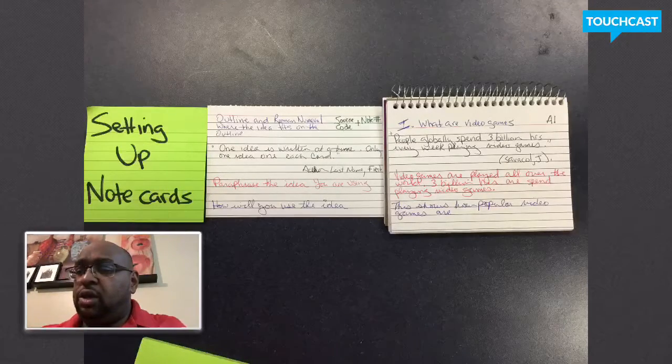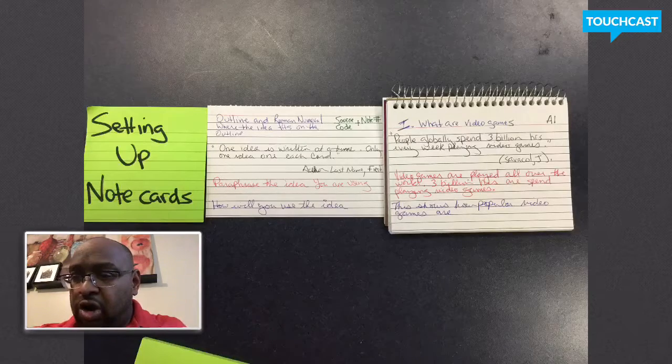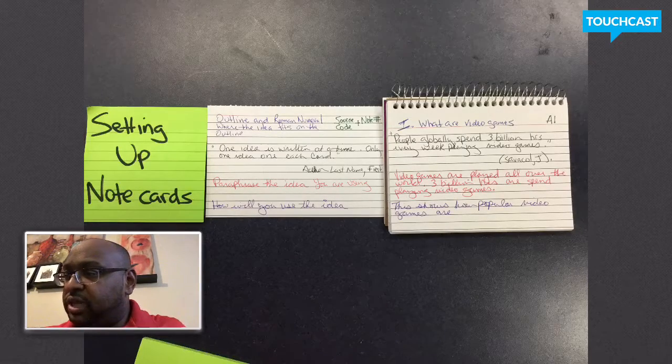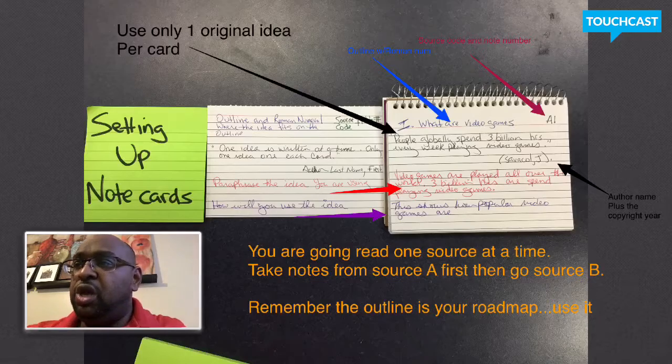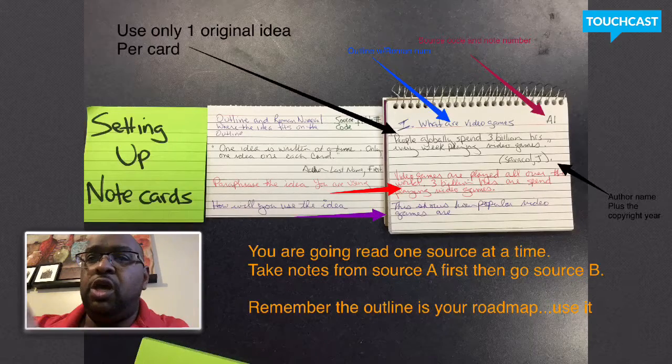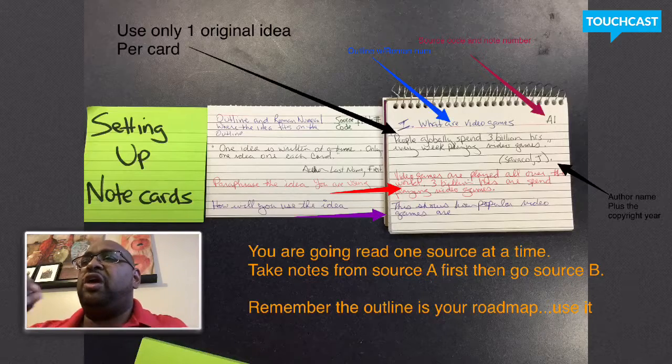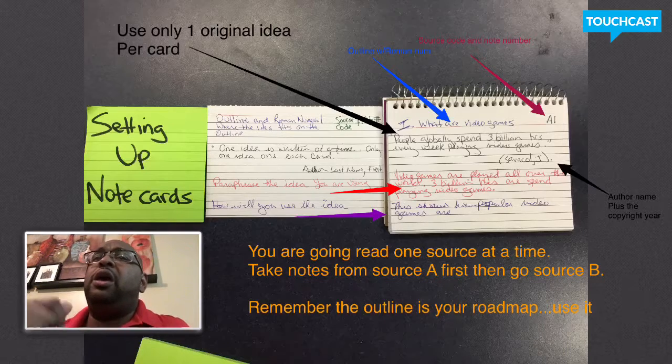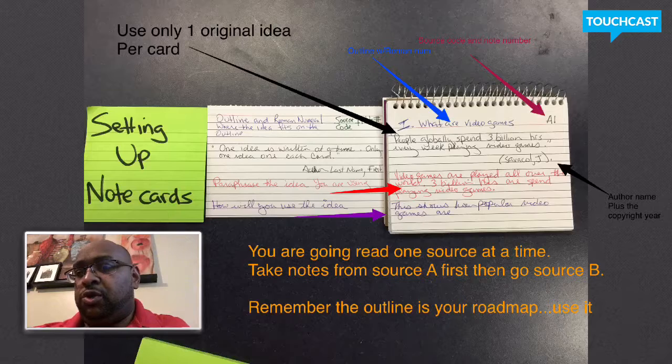So again, you write down your original idea, and your card looks like this when you are done. It's going to be labeled. You're going to have your paraphrase. You're going to have the author's name plus the copyright on the card. You're going to have to set this up. And it's going to be important to have this because you're going to need it when you create your detailed outline and when you write your paper or whenever you have to reference the ideas you're using.